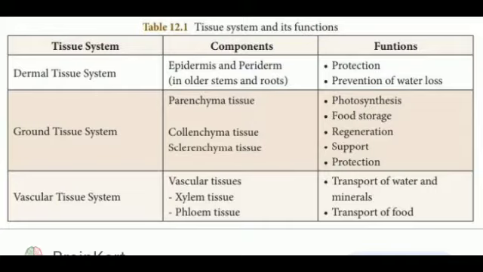Then next, the vascular tissue system. Vascular tissues: xylem tissue and phloem tissue. The function is transport of water and minerals. The xylem transports water and minerals. Phloem transports food.